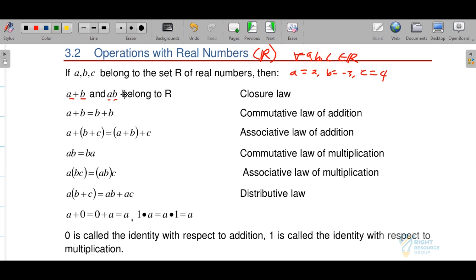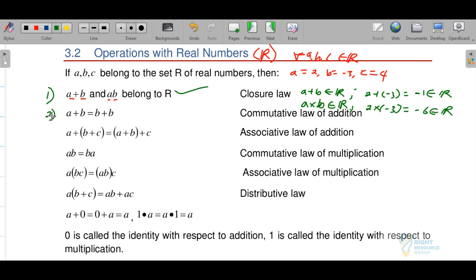So what the first law here is saying is that if we do A plus B, the answer is going to be an element of R. So let's check that out. A is 2, then this plus -3 is going to be equal to what? -1. And -1 is actually a real number. And A multiplying B should be an element of real numbers. So let's check it. It should be 2 multiplying -3, which is equal to -6. And indeed -6 is an element of real numbers. So that means this law stands, number 1.